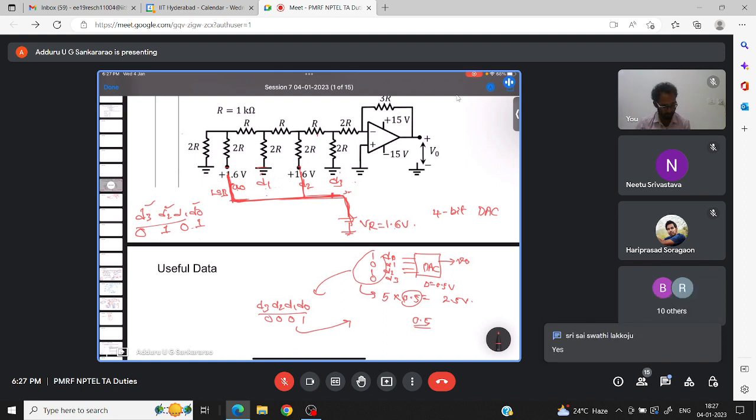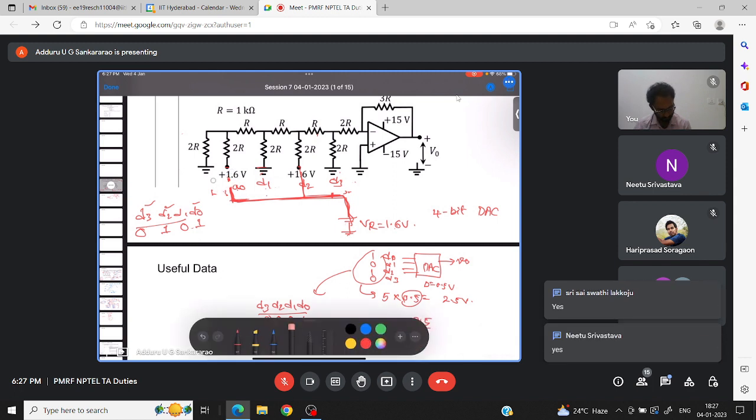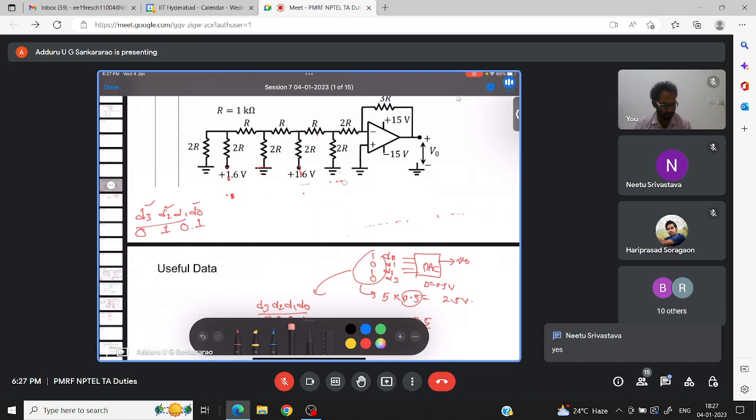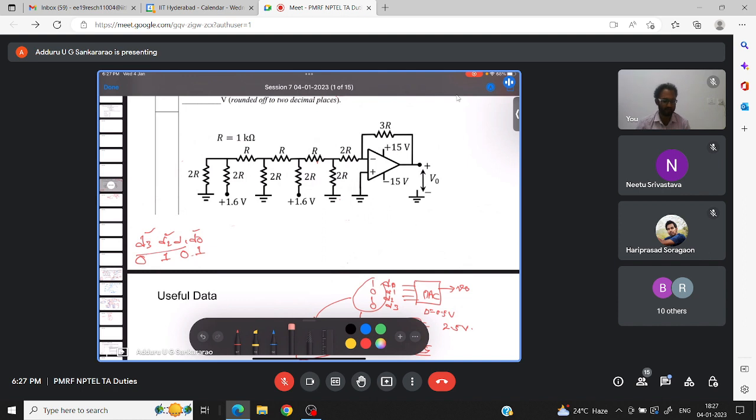Fine. So now I'll try to find out the output. When the op amp is operating in the linear region, it is a linear circuit, and all resistors are linear elements. So the entire circuit is a linear circuit. I can use the superposition theorem, one source at a time, to find the output. First, I will consider the LSB connected to VR and all others grounded.